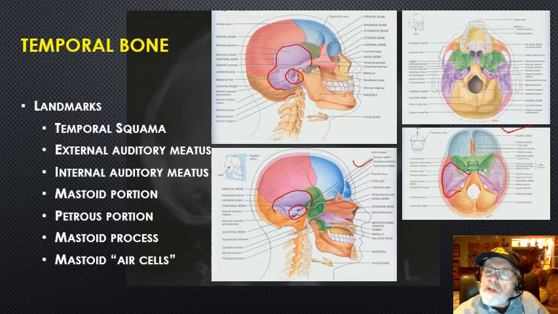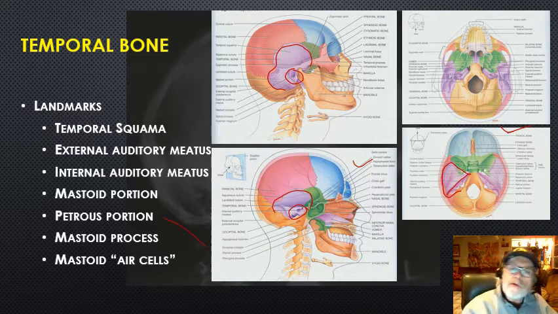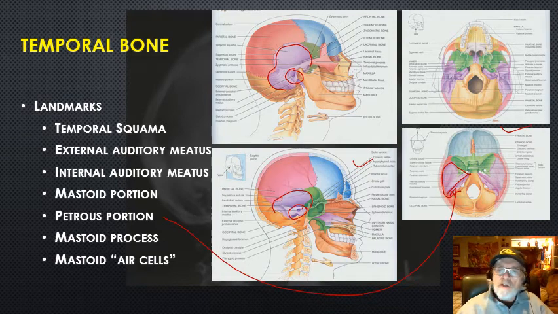There's a ridge on the inside, and we'll talk about this a little bit later when we talk about cranial fossas in the third video. There's a ridge coming right down there, which is really hard, very dense bone. It's called the petrous portion, and that's that area right there. You'll see it a little bit better when I show you the inside of the skull. Through that comes the internal acoustic meatus, which is right there, going to the inside.